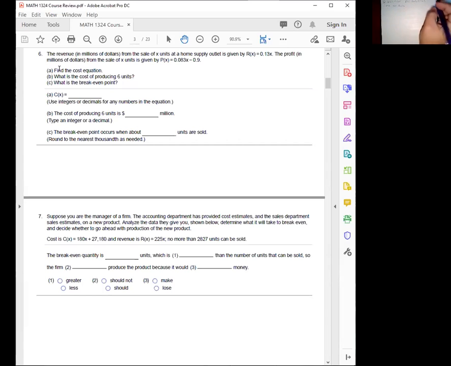So remember the definition of profit, right? Profit is equal to the revenue minus the cost. So that means that cost would equal revenue minus the profit, right? I should put C of x here.